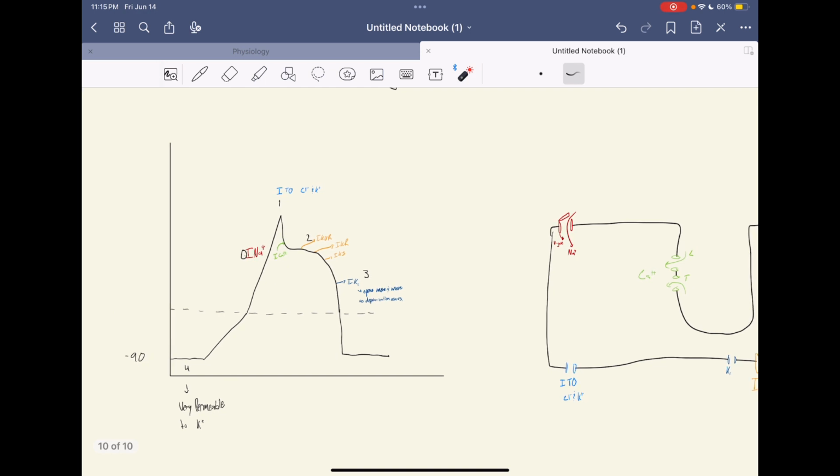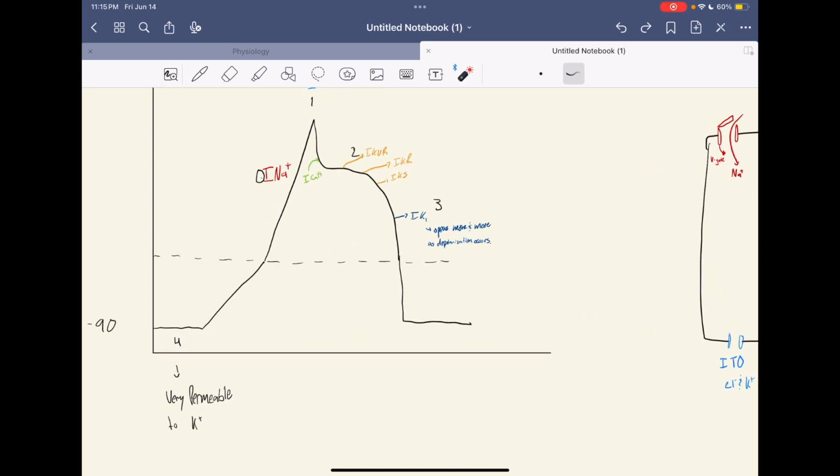So initially here, like I mentioned, at number 4, we have this extremely low resting membrane potential, and that's because of IK1 here, very similar to where it's found here. But that brings permeability very high, and so the resting membrane potential is very low.